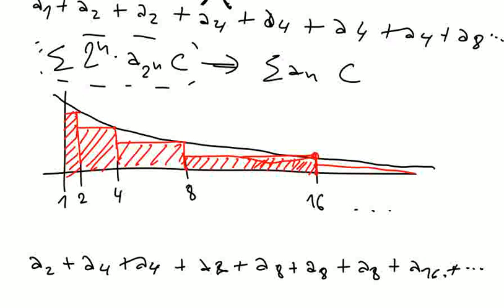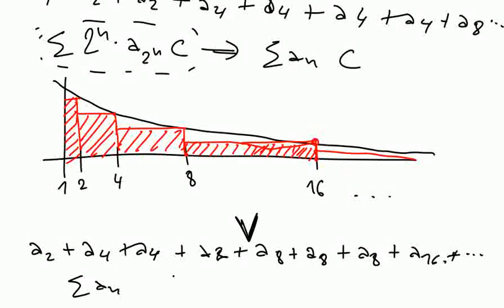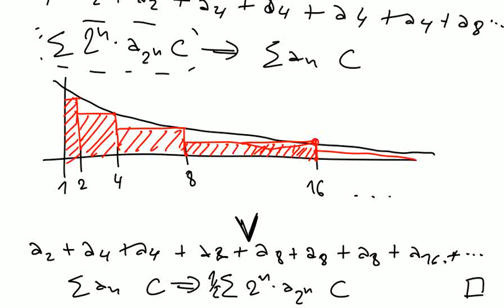And now we know that the original series was dominating the other series, so meaning that sum an converges implies that the sum of 2 to n, 1/2 of this thing here, but it's the same as without the 1/2, 2 to n times a 2 to n converges. And so this concludes the proof.